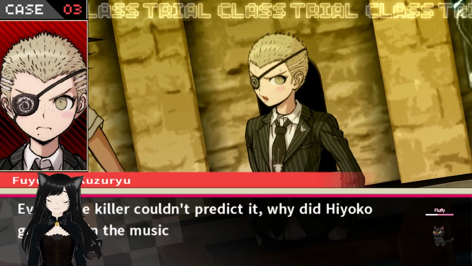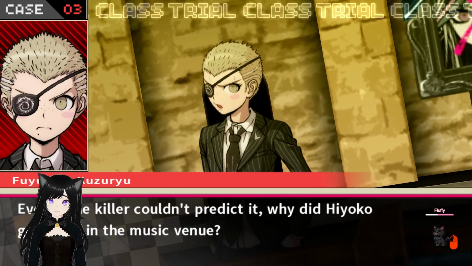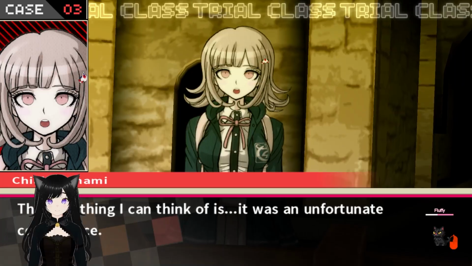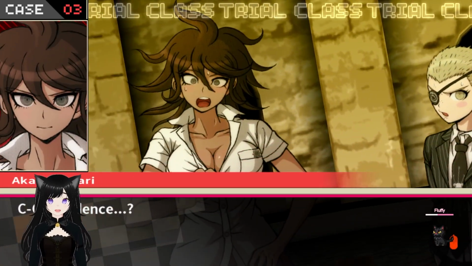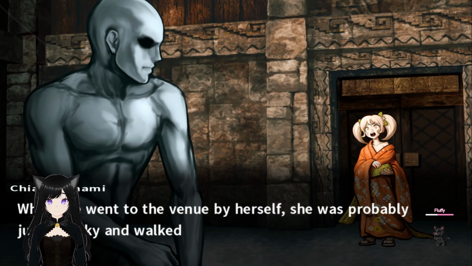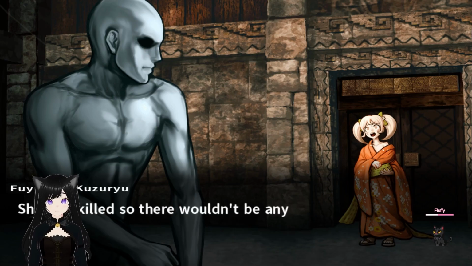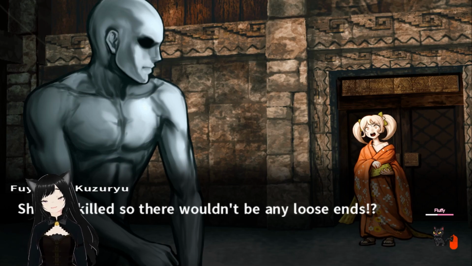Even if the killer couldn't predict it, why did Hiyoko get killed in the music venue? I guess she showed up at the wrong time, right? The only thing I can think of is, it was an unfortunate coincidence. Yeah, that's what I think. It was just bad timing. Coincidence? When she went to the venue by herself, she was probably just unlucky and walked in on the crime scene. She was killed so there wouldn't be any loose ends? But how does that explain that she was killed first?